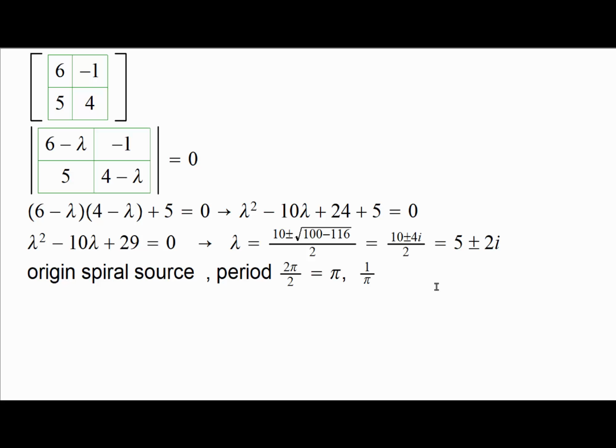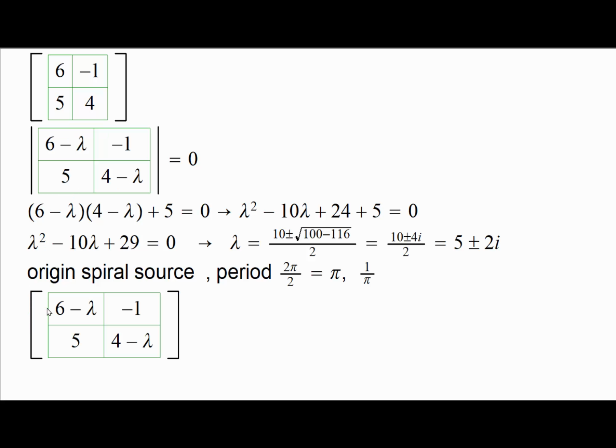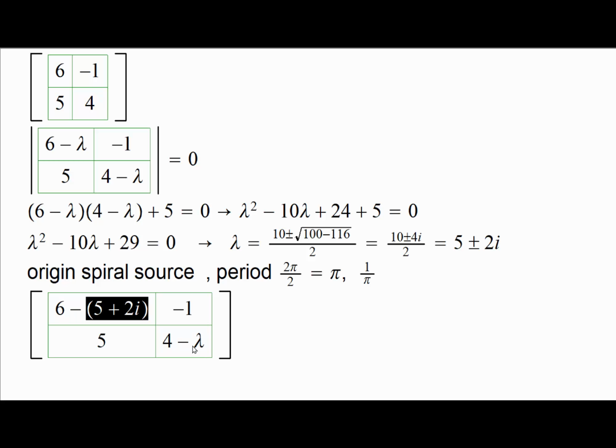Now, to get the solution of the initial value problem they propose, first we have to find eigenvectors, and in the complex case, just finding it for one of them is enough. So we take up the matrix, and for lambda we substitute. Let's find it for 5 plus 2i.